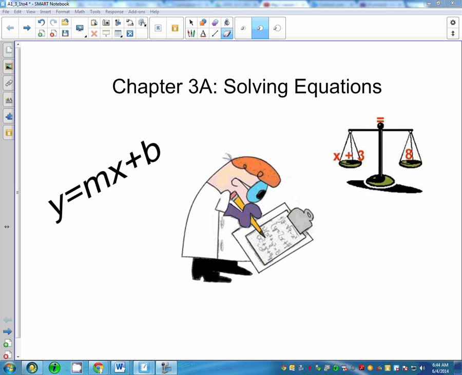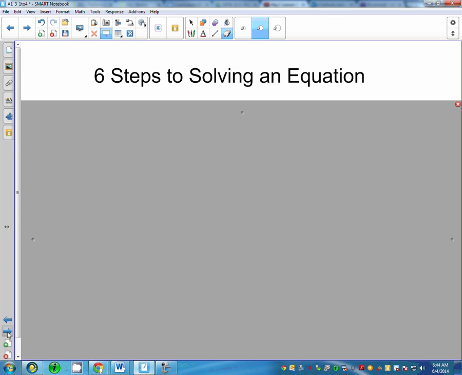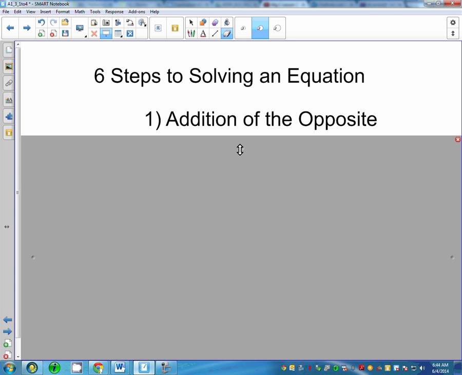Okay, in this lesson we are going to be reviewing how to solve equations. If you remember from last year, there are 6 steps we need to solving an equation. The first step is to take care of any addition of the opposites. Any subtraction you should change to addition of the opposite.